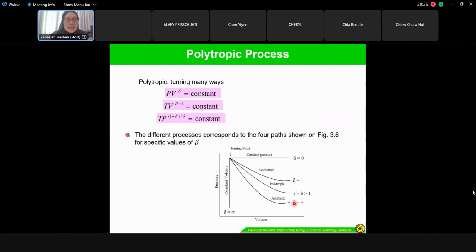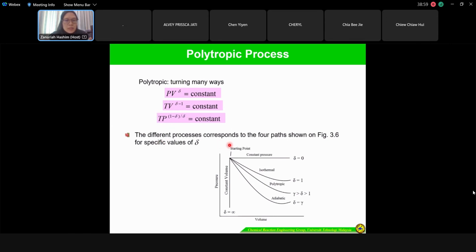All right. So another type of process is what we call the polytropic process. Polytropic process is basically just the general term to cover all the types of processes that we have. Polytropic means turning in many ways. So in this case, we assign a general symbol or parameter here, which is delta. So PV to the power of delta is constant, and then TV to the power of delta minus 1 is constant. And then you have this for TP.